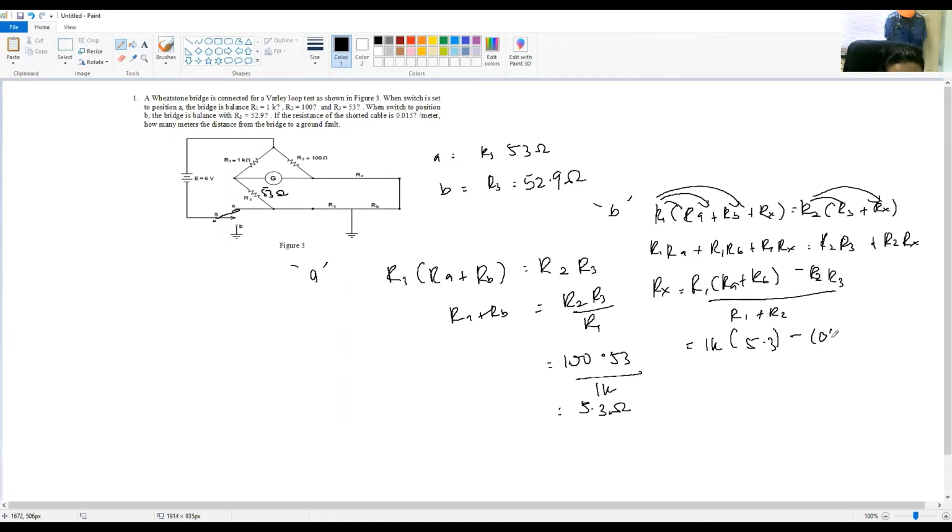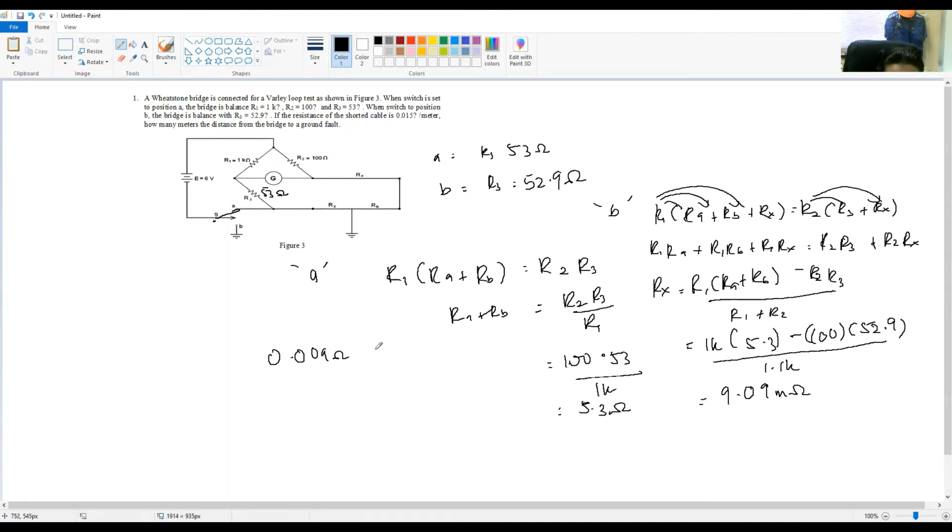100, multiplied by R2, which is 1.1 kilo. So the Rx equals 9.09 milliohms. That is for position B, to get the Rx. Rx is 9.09 milliohms.